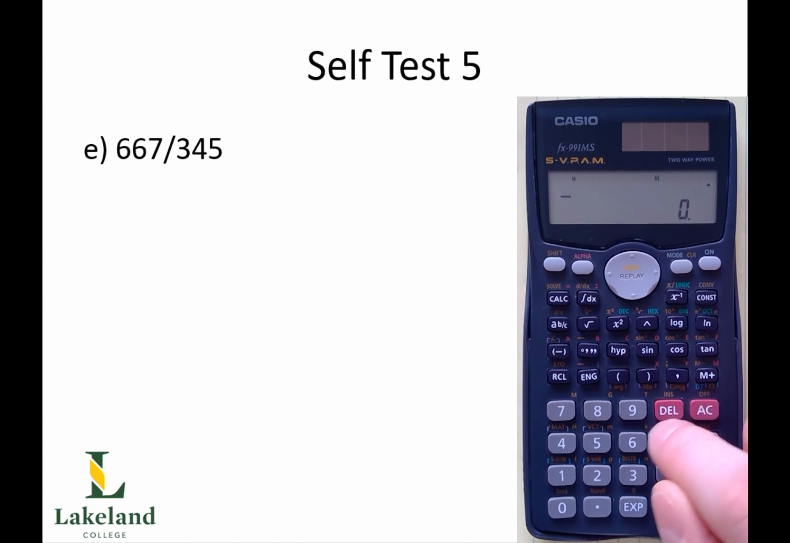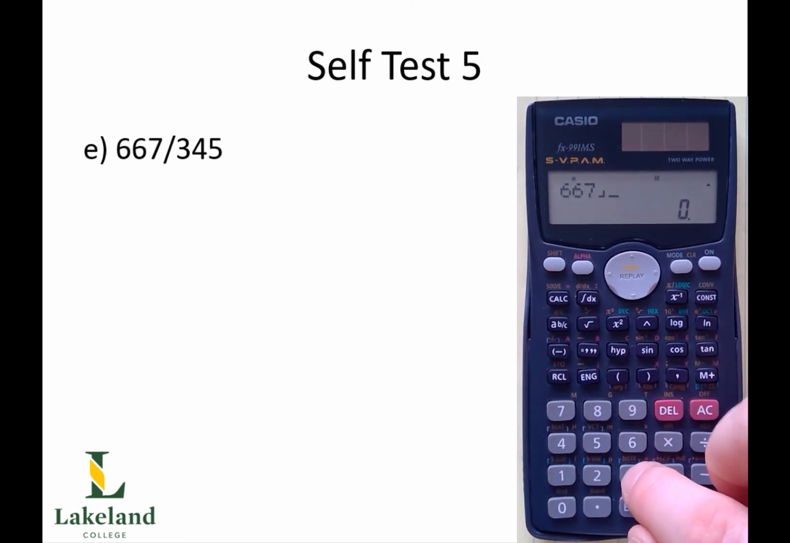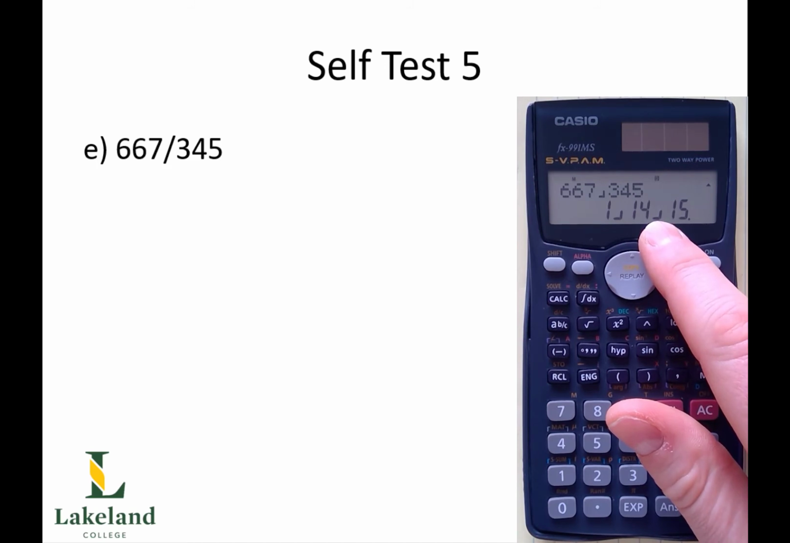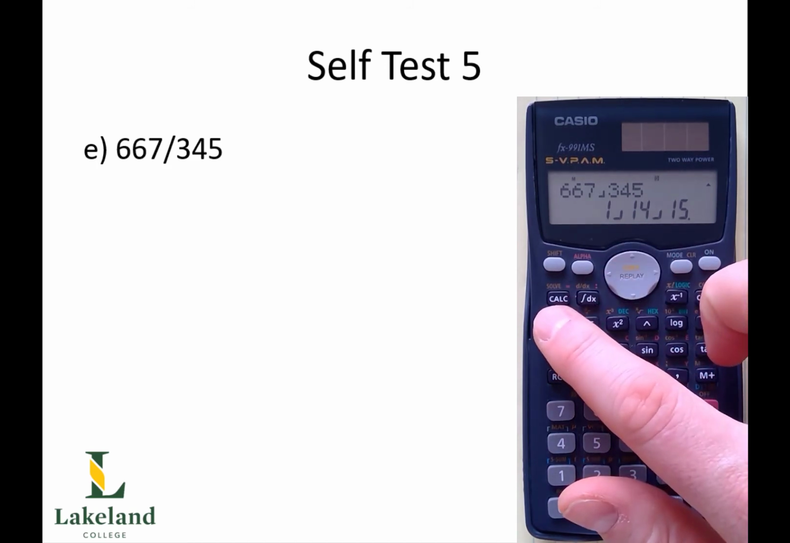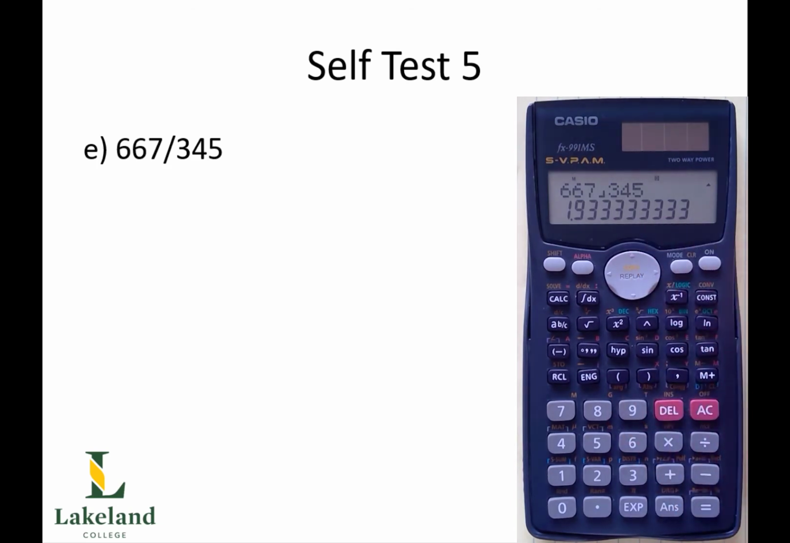For the last one, 667, fraction button 345. Enter into the calculator by pressing equals. Here's our mixed fraction of 1 14/15. Simply press the fraction button again, and there we are, 1.933 recurring to 3 decimal places. So that's it for self-test 5.